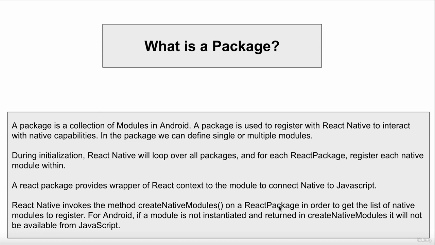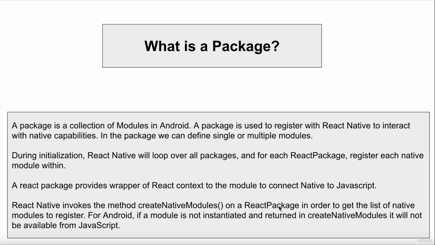During initialization, React Native will loop over all of the packages and for each, React Native registers each native module with Android. So basically the package is a wrapper for the modules to connect the native module to React Native. A React package provides a wrapper of React context, which we will learn in the next chapters, while creating the module to connect native to JavaScript.